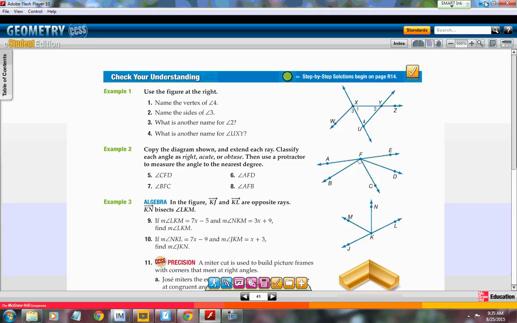Can a what? Yes, a ray can go through the vertex. Sometimes it's got the same endpoint as the vertex, and sometimes it's not. But yes.